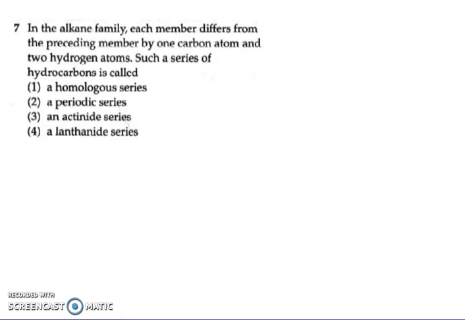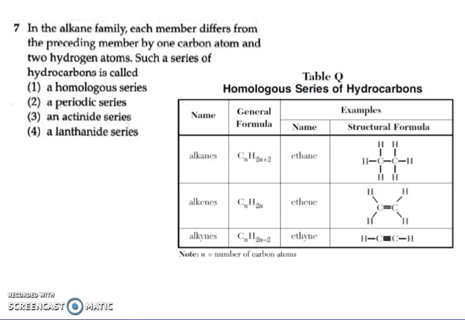In the alkene series, which is the second one here, the alkenes, okay? It says each member differs from the preceding member by 1 carbon, which makes sense. That means the meth, eth, prop, bute, each one of those is different by 1. And it says the number of and 2 hydrogen atoms. Such a series of hydrocarbons is called, well, it has to do with what this thing is called, and the title of table Q tells you everything you need to know.